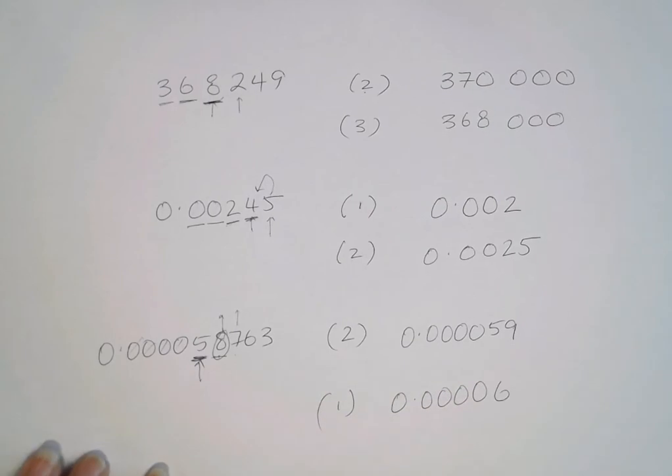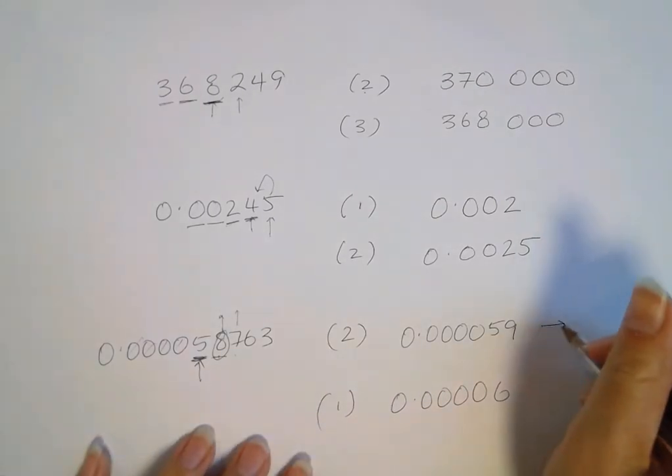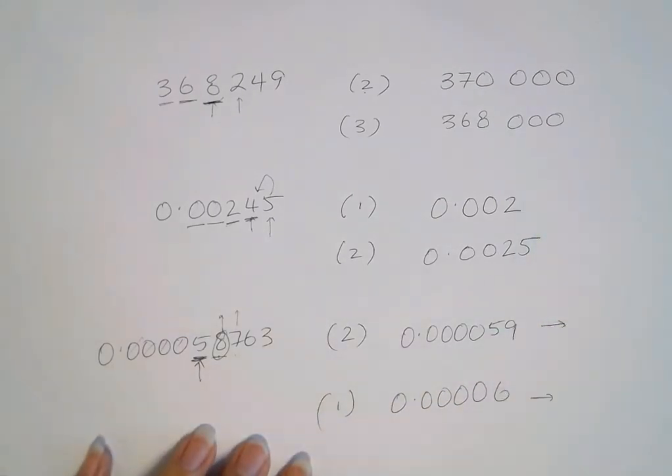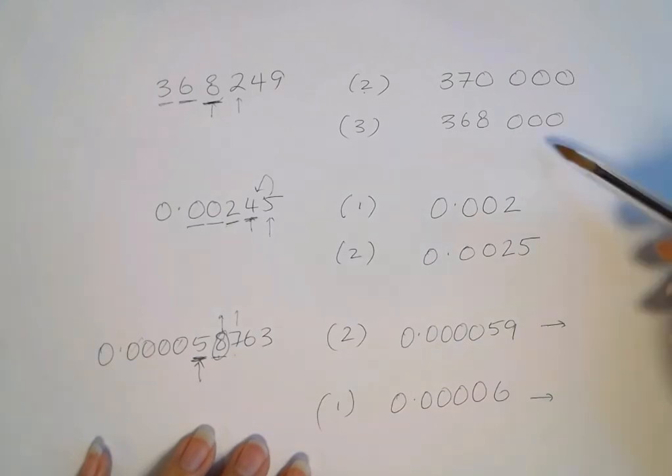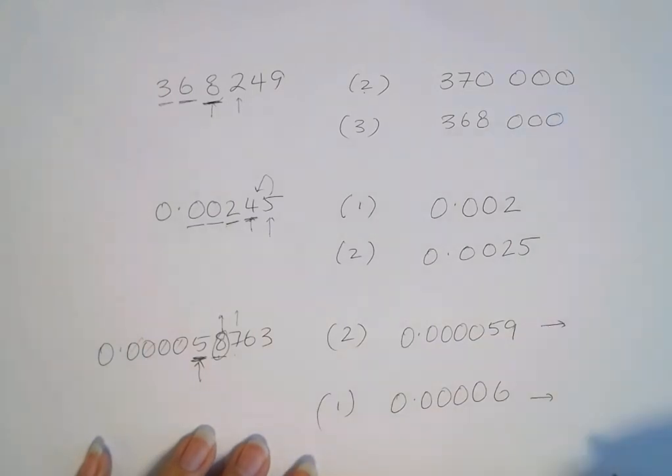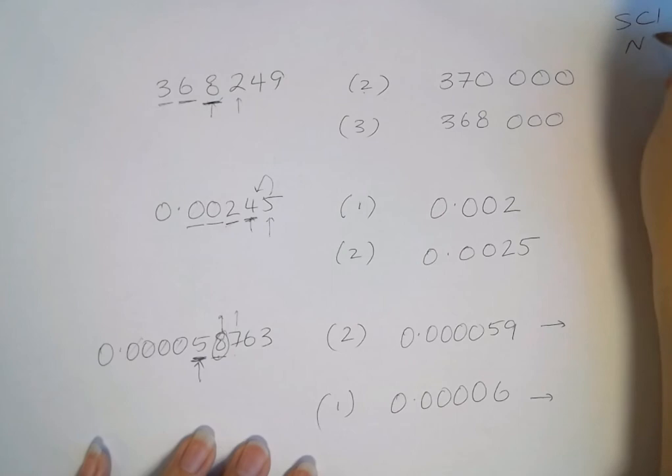So we have 0.00006. Okay? We can then take that and figure out a nicer way to write that, because they are quite small and big numbers here. Let's write them as scientific notation now.